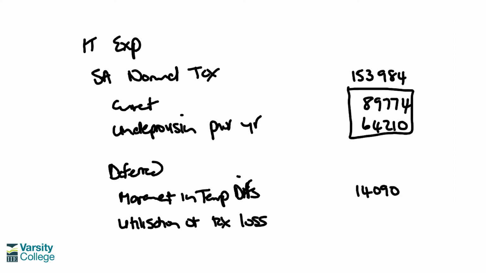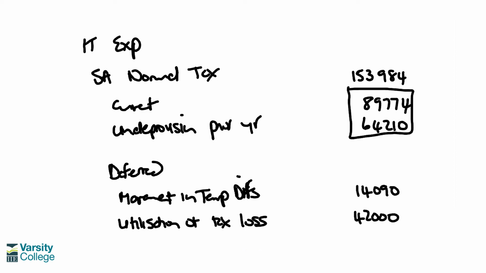Our deferred tax we also take from part 2 of the question, the temporary differences, 14,090. Now, I must just warn you, I've got a rounding difference somewhere in my answer. So in part 2 of the question, it came to 14,091, but I know I've got a rounding difference, so I'm just using 14,090. They're not going to penalise you for 1 mark. And then our tax loss we calculated already, 42,000 as well.